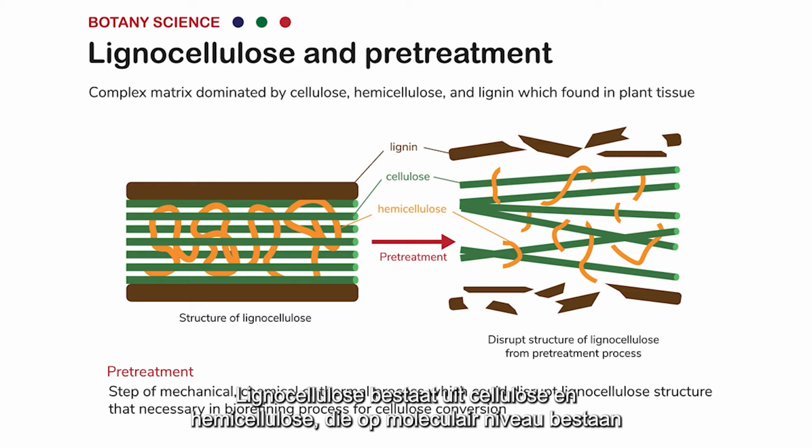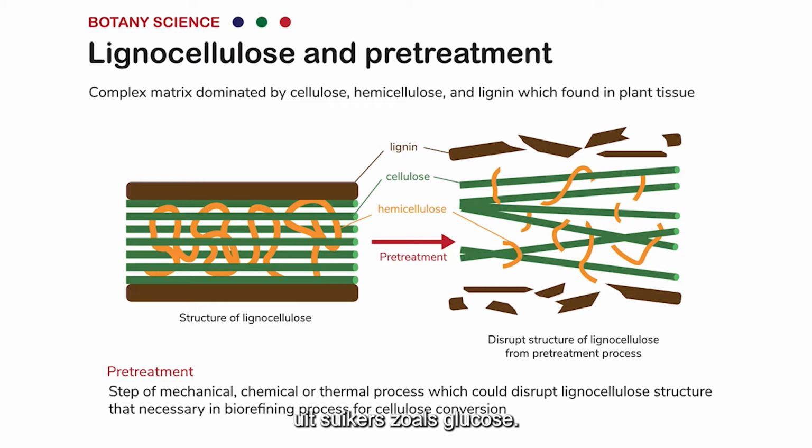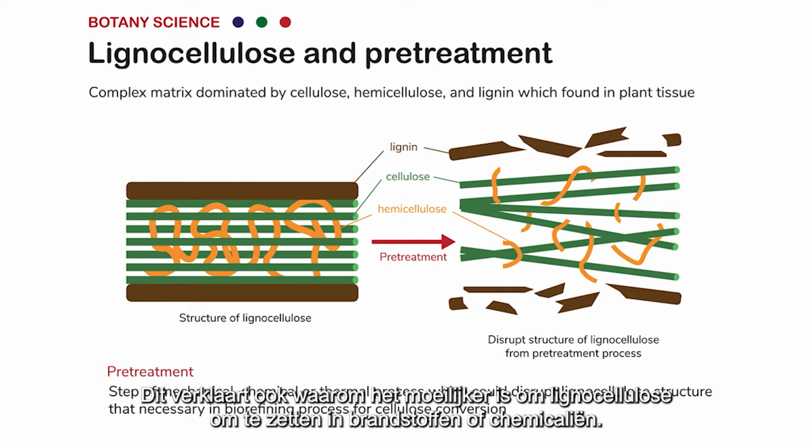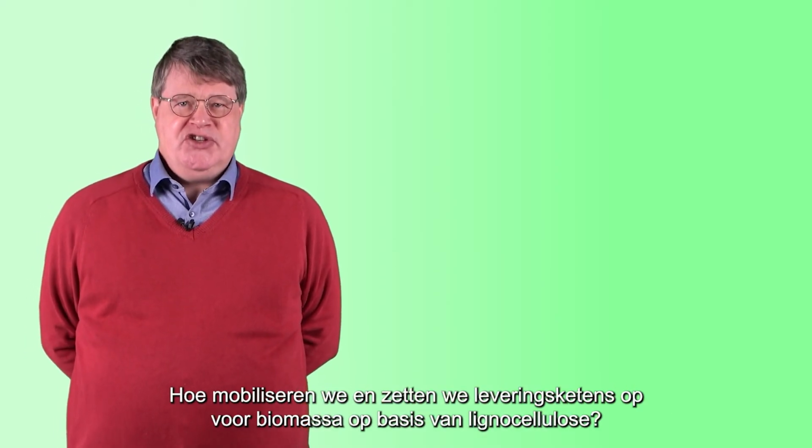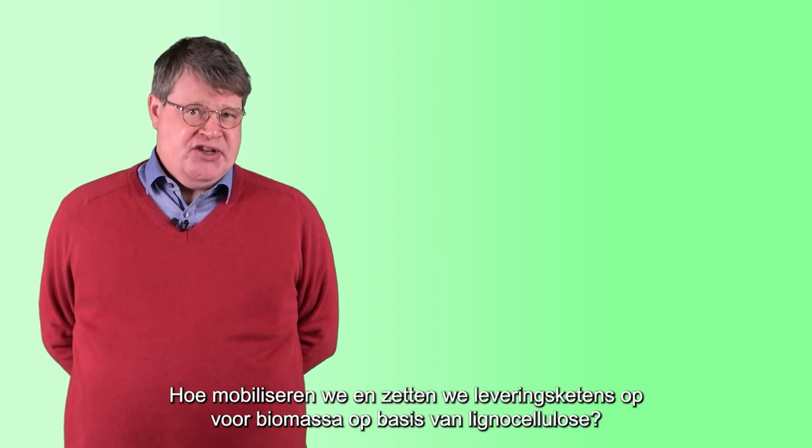Lignocellulose is made up of cellulose and hemicellulose, which at the molecular level are made up of sugars such as glucose. The matrix of cellulose and hemicellulose is protected by lignin. This makes it very hard to break down, which explains why it is harder to convert it into fuels or chemicals. How do we mobilize and set up delivery chains for lignocellulosic biomass?